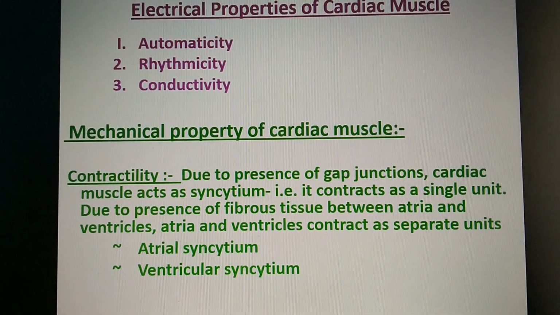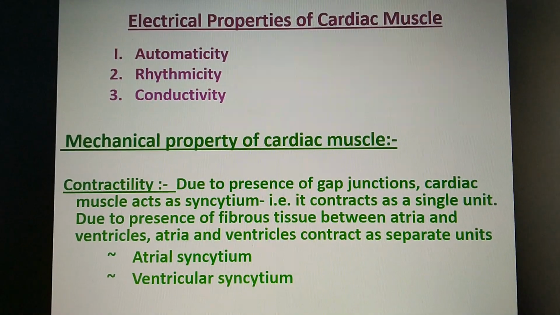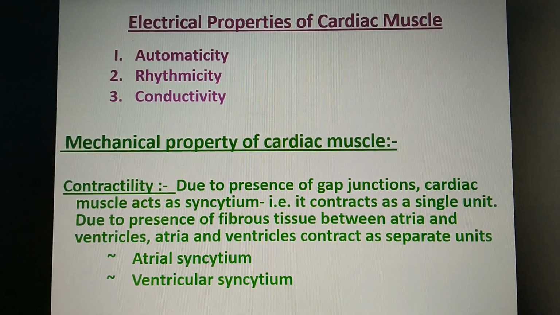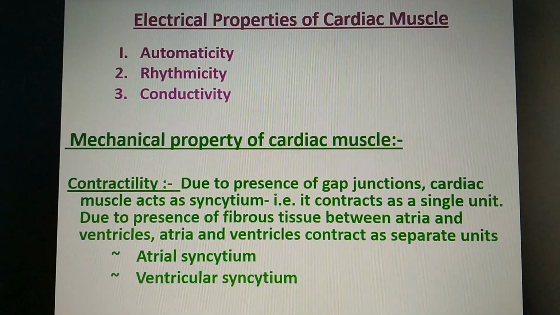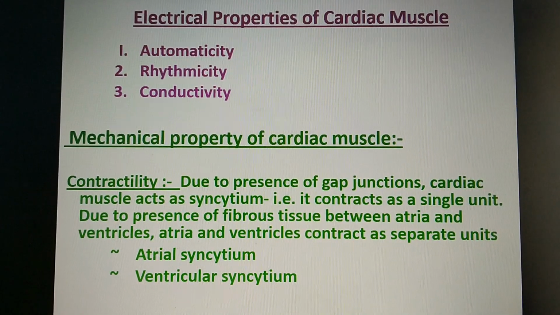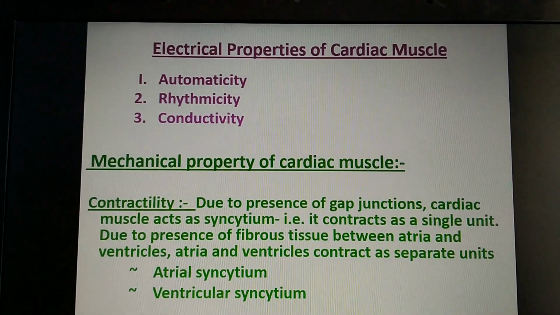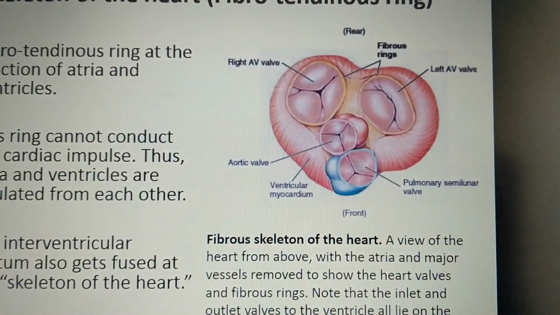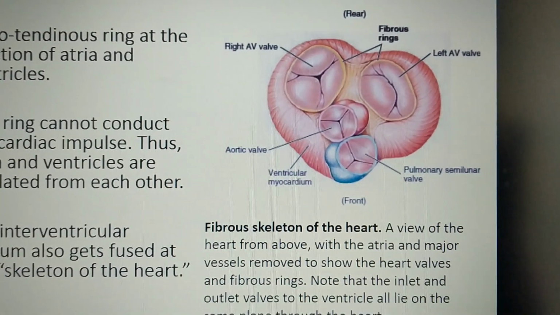This is also possible because the electrical impulse could straight away pass from the atria to the ventricle if they were not separated by fibrous or connective tissue in between. So we should understand that these two syncytia are separated apart by the skeleton of the heart, and that skeleton is seen here in this diagram. This is known as the fibrous skeleton of the heart.